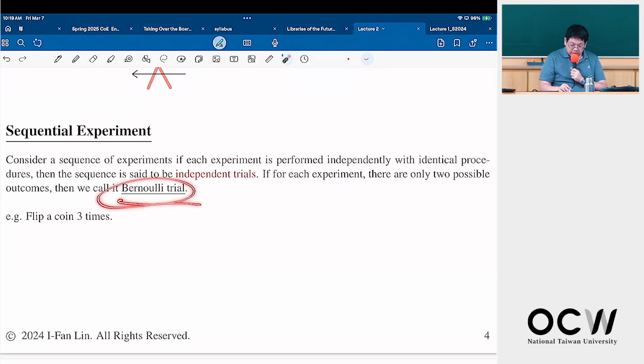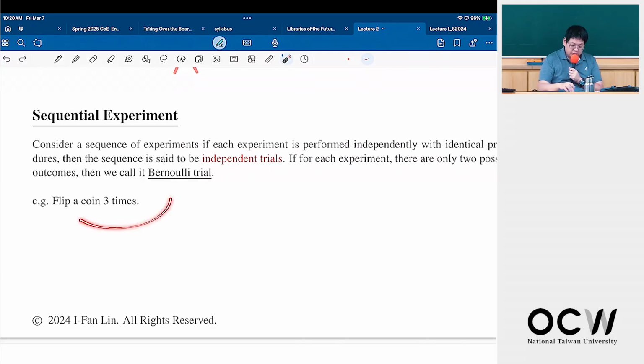For Bernoulli trial, you only have 2 outcomes. I flip a coin, I turn on or turn off the light, and I send 0 or 1 to the channel, I only have two outcomes, either 1 or 0, on and off, head and tail. That is called Bernoulli trial. Okay, and they are independent. I do 10 times. Each time, they are independent of the other trials.